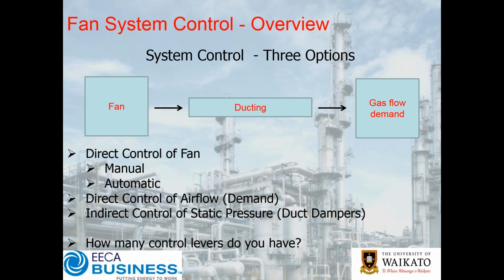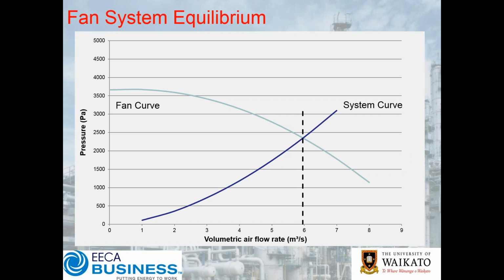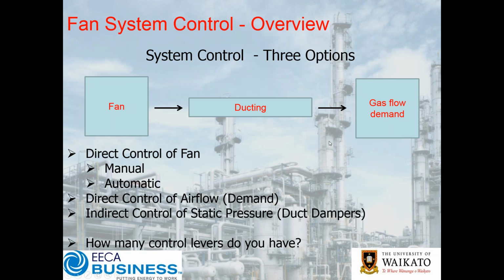And so if we go back to our system curve, what we're doing then is we're either controlling pressure or controlling flow, and then the system is going to respond. So the question you want to think about when you're thinking about your fan system is how many control levers do you have? Then of course the separate question is how many of those control levers do you actually want to, or should you, be using?